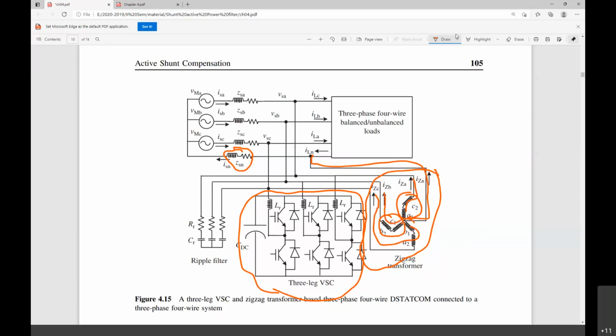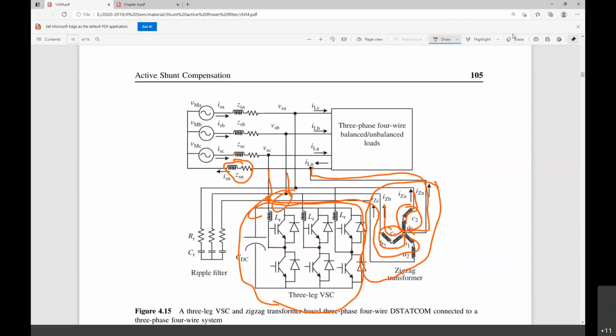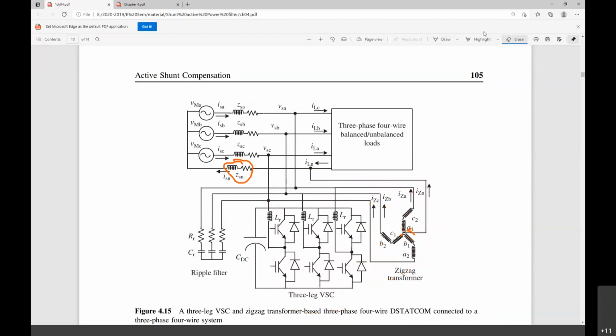This point is going to connect to the compensator. Here we are going to connect the compensator, right? Just a minute. At this point the compensator is connected, even the zigzag transformer of the other leg also.